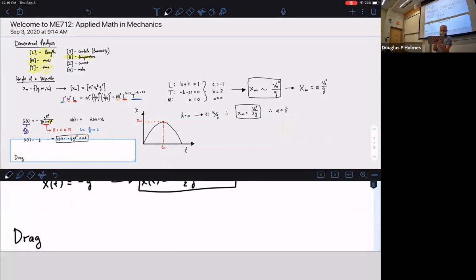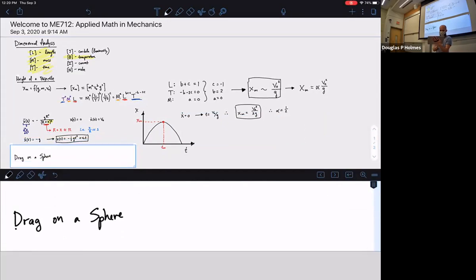Which is to study the drag on a sphere. So the drag is a really important problem.